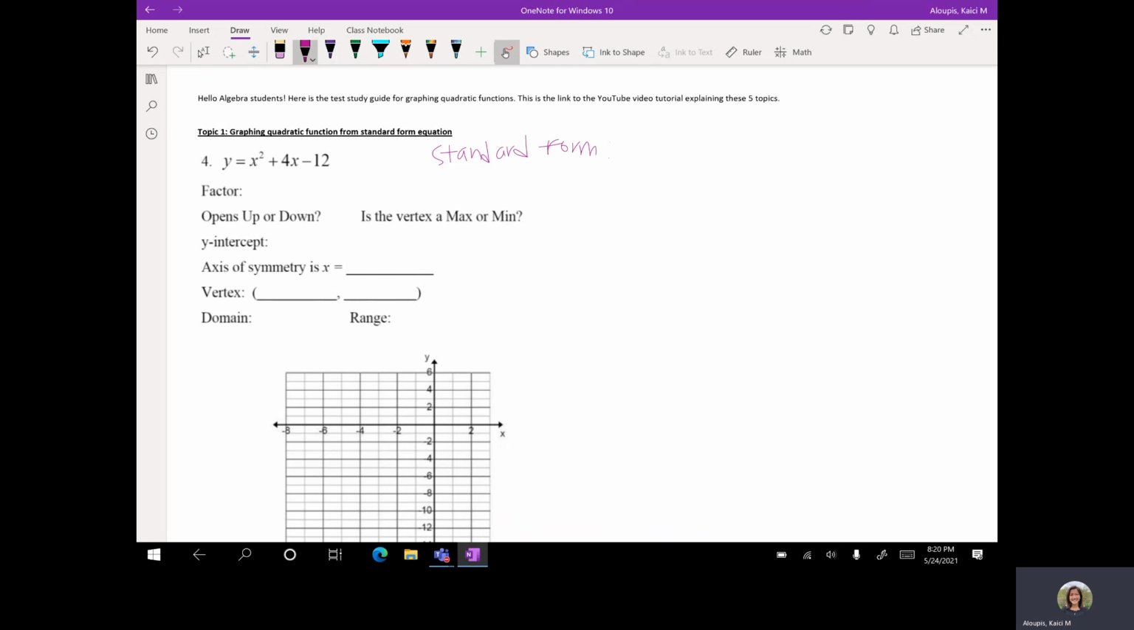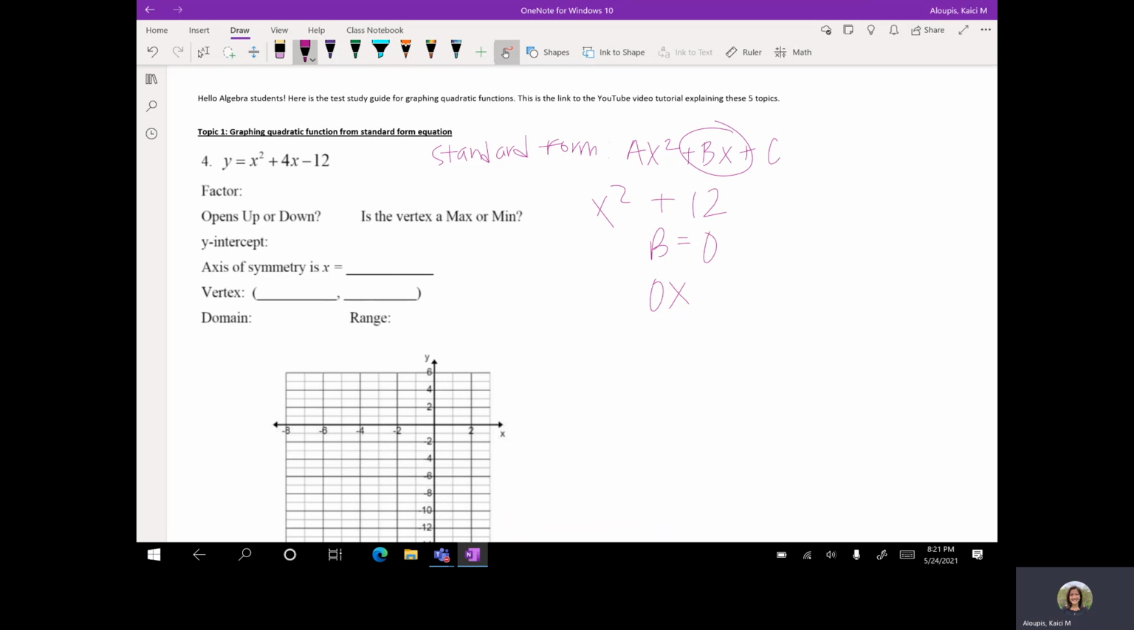reads ax squared plus bx plus c. We have our 3 terms. If you ever don't see a term, let's say it was just x squared plus 12, and you don't see this b term, the middle term where you have your x variable to the power of 1, that means your b value is equal to 0. That means it looks like 0x, and we don't write 0x because 0 times anything is 0, so that whole term disappeared. It doesn't mean that your b value is gone.